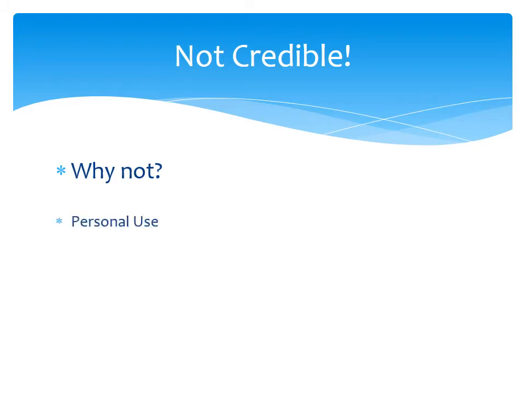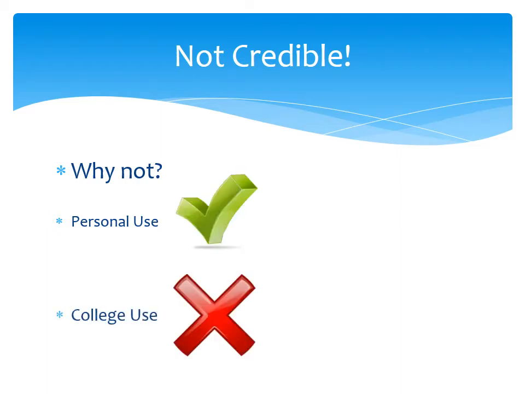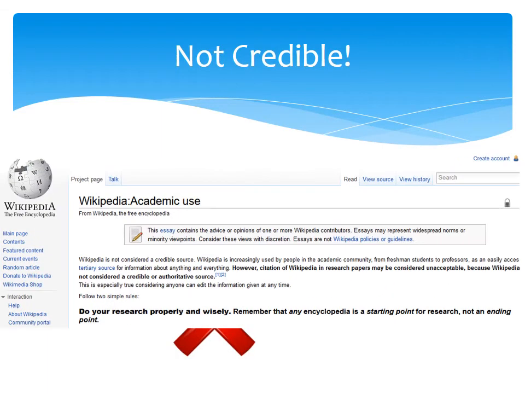Why not? Well, while it's fine for personal use, and in fact encouraged to use for your own personal use, it's simply not a college-level resource. In fact, Wikipedia themselves note that it should not be used academically. They insist that you do your research properly and wisely by remembering that any encyclopedia may be a starting point for research, but it's not an ending point. Therefore, it's fine to use Wikipedia to gain background information, but you wouldn't want to use Wikipedia, or really any encyclopedia, to cite your actual sources in the speech.